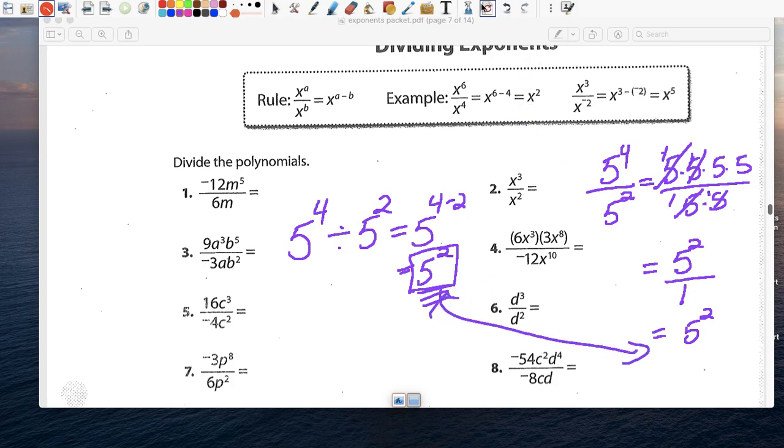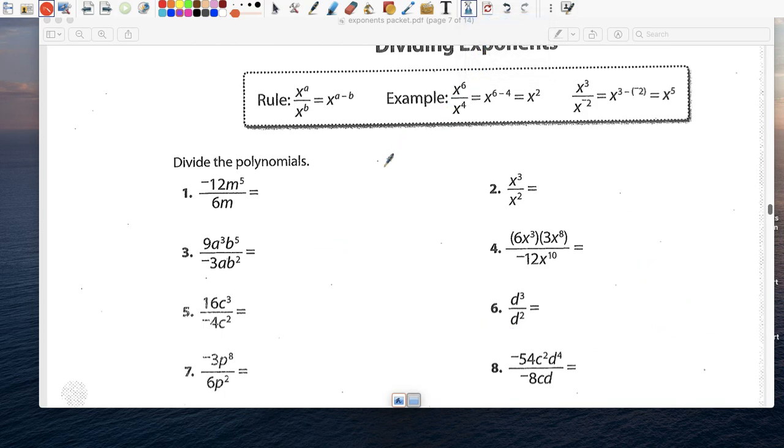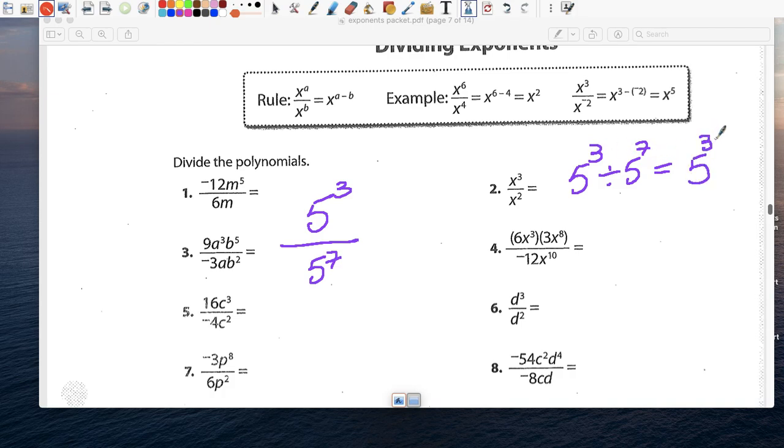Okay. Now I'm going to do one where the exponent in the numerator is smaller than the exponent in the denominator. So let's do 5 to the 3rd, and 5 to the 7th at the bottom. Again, the rule stays the same. Keep the base. Subtract the exponents. And that gives me 5, and 3 minus 7 is negative 4.